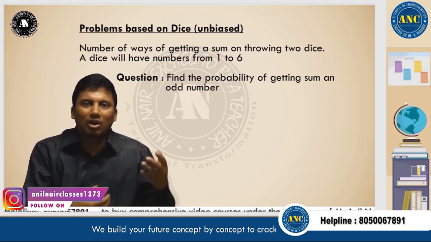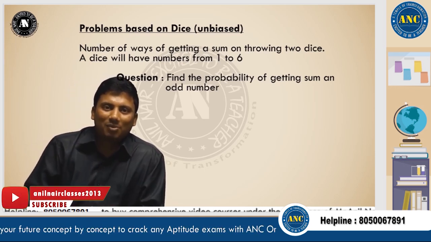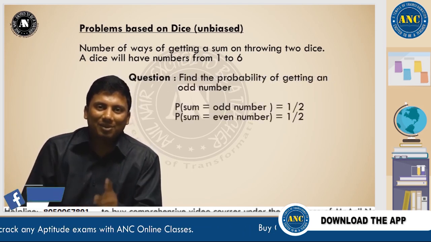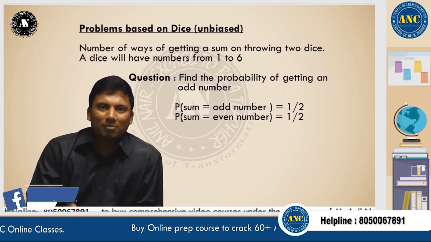What is the probability of getting some odd number? So you know how to pick all the odd numbers and find out the sum. Wait for 1 minute. Probability of getting some odd number will be 1 by 2. Some even number will be 1 by 2. Don't keep on counting.